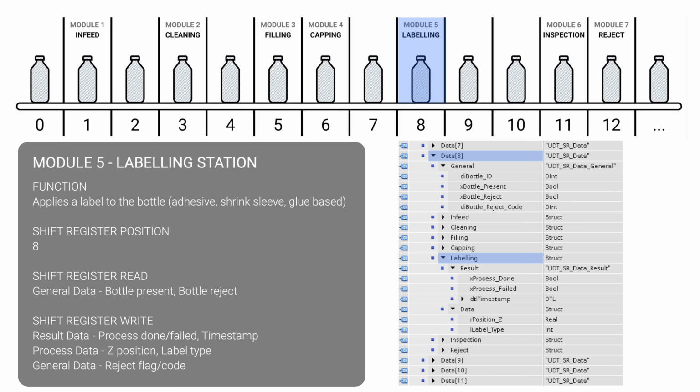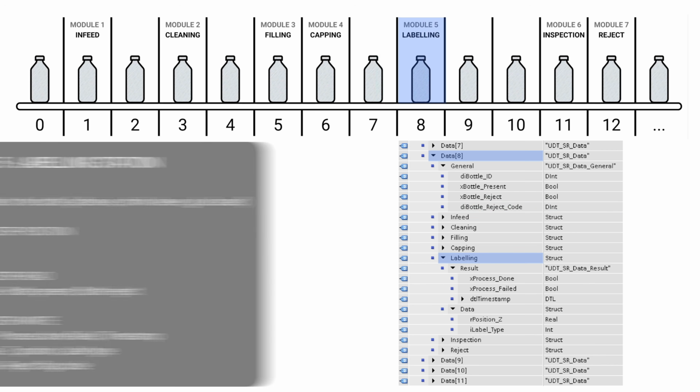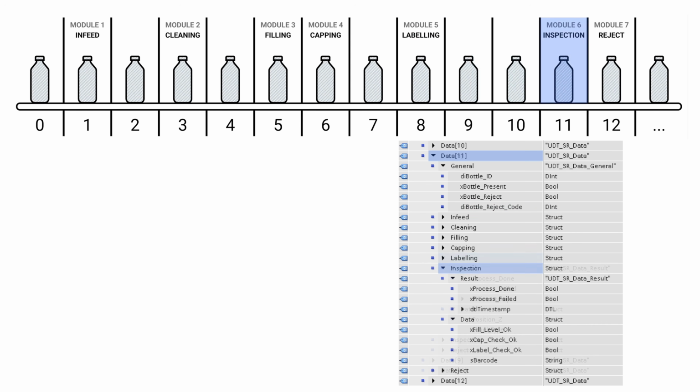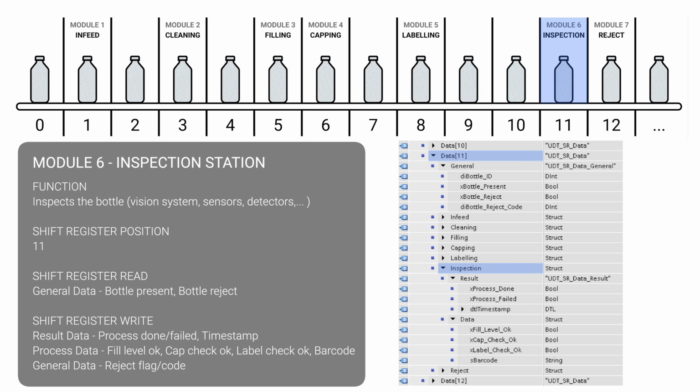Once labeling is done, it updates the labeling section at position 8. The result segment gets a status and a timestamp, and the data segment logs details like the label type and vertical placement. If labeling fails, the general section is updated with a reject flag and a reason so it's clear what went wrong. The conveyor belt moves 3 steps forward, and at position 11, the bottle arrives at the inspection station. This is where quality control kicks in.